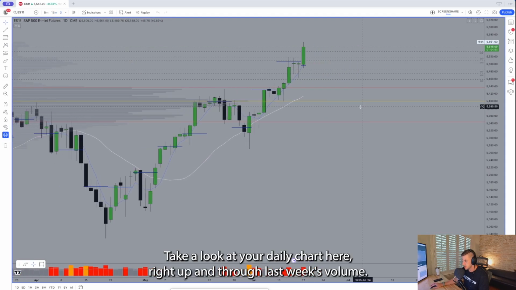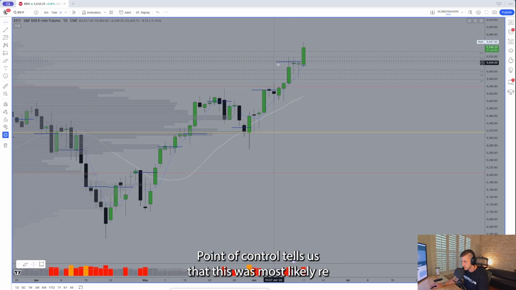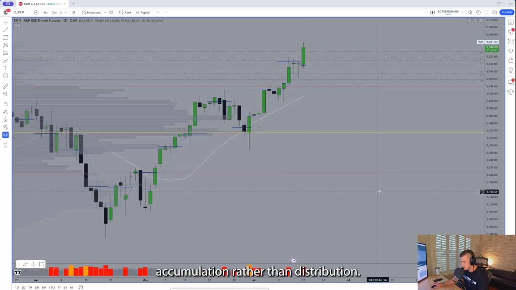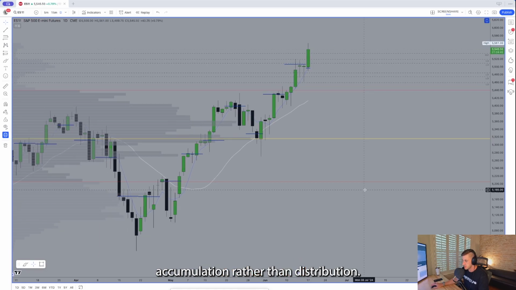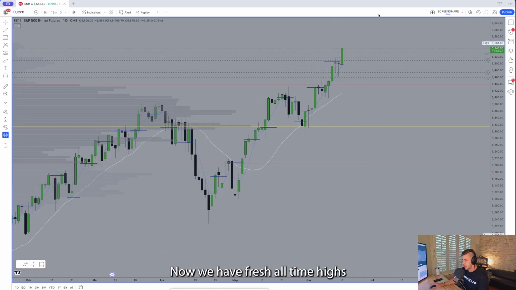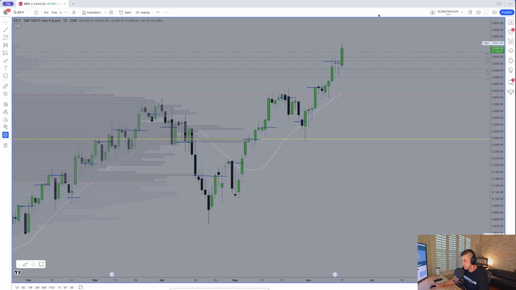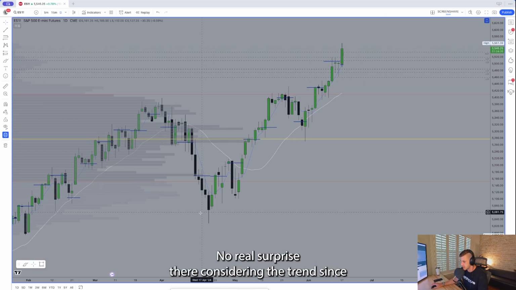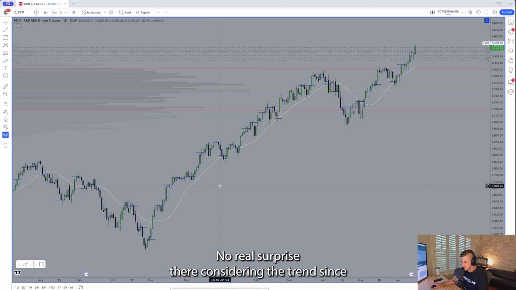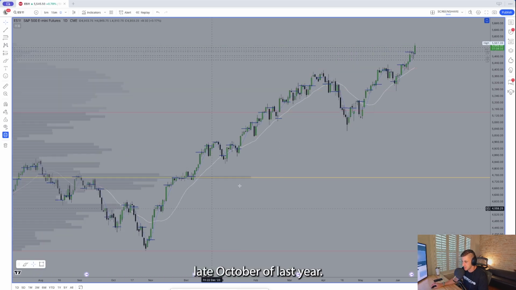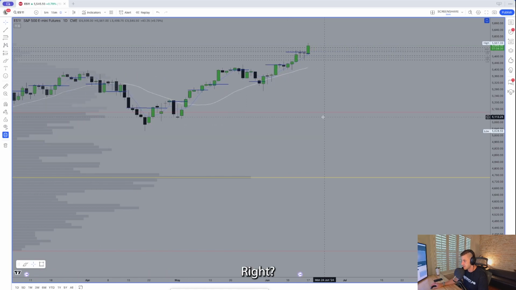Take a look at your daily chart here, right? Up and through last week's volume point of control, which tells us that this was most likely reaccumulation rather than distribution. Now we have fresh all-time highs. So buyers remain in control of this tape. No real surprise there considering the trend since late October of last year, right?